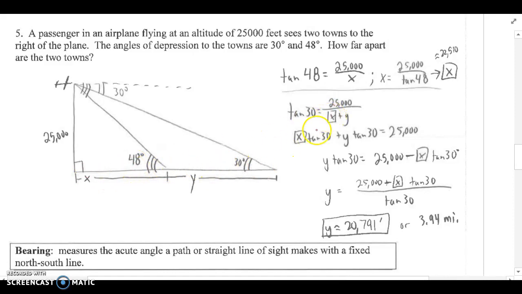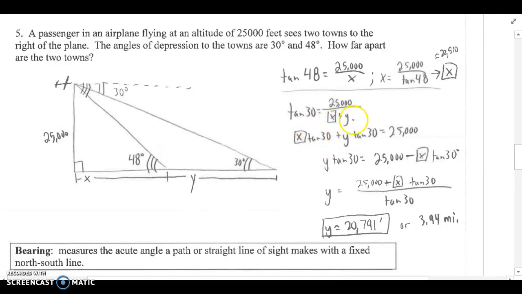And then in this other triangle, the tangent of 30 is opposite over adjacent. That would be x plus y for the adjacent. X is a value, it's stored in the calculator, so it's not a variable, it is a number. Multiply both sides by this to get it out of the denominator. And the goal here is to solve for y because that's the distance between the two cities.